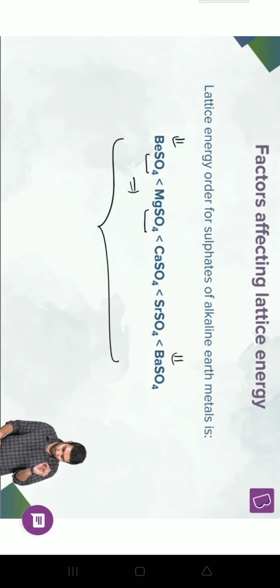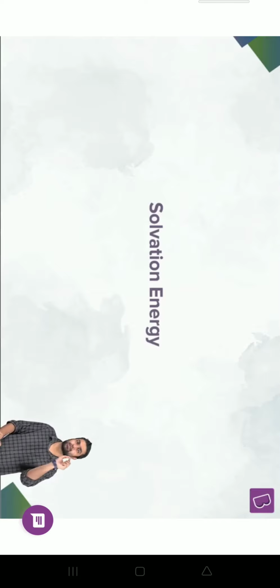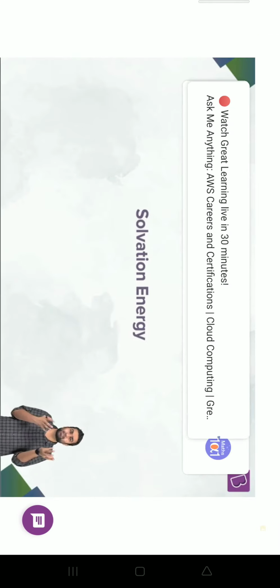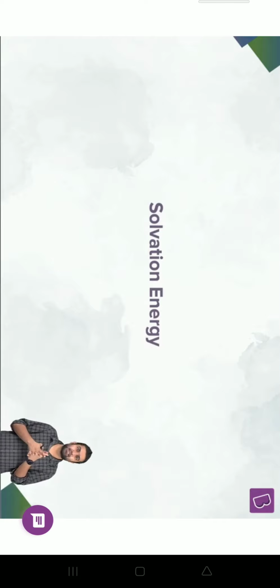Now let's move on to the next topic, solvation energy. What we are going to do is, once we are done with solvation energy, we are going to club these two and end up with an interesting conclusion which deals with playing around with lattice energy as well as solvation energy. But before that, let's try to understand what solvation energy actually is.